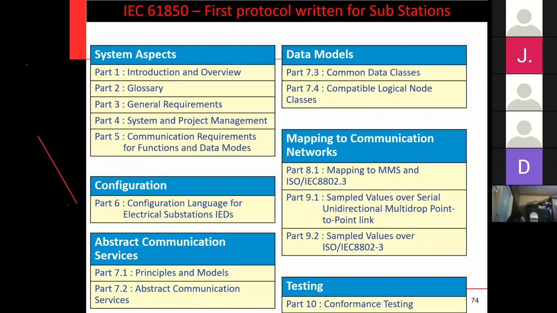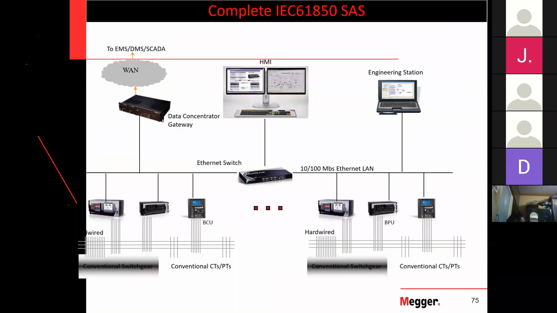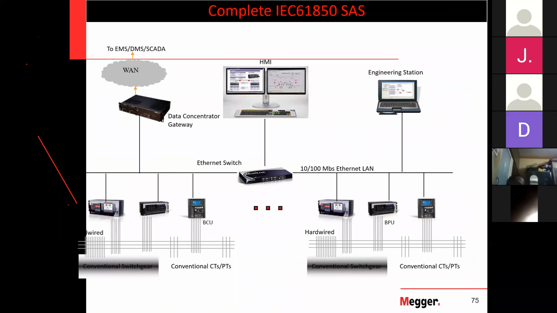It has 10 chapters as defined in this. Part 1, part 2, like this up to part 10. Each part talks about how the 61850 system architecture should be. So when we implement all these things, we call this as a digital substation, process bus substation, or IEC 61850 based substation, because all these things are nothing but part of IEC 61850. Architecture.